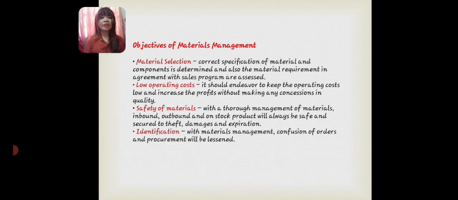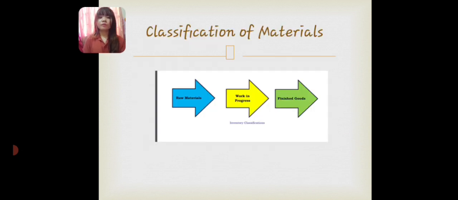Next is identification. With materials management, confusion of orders and procurement will be lessened. So, kailangan ng identification din. Next, nandito ang classification ng materials. Classification ng materials, meron dalawang klase siya. Meron direct and indirect. So, the term material refers to all commodities which are consumed in the production process.